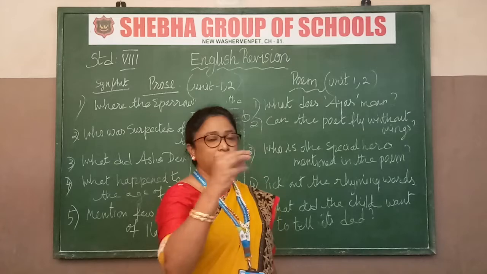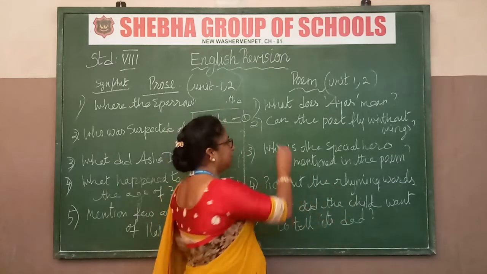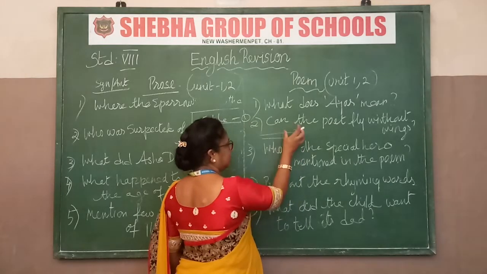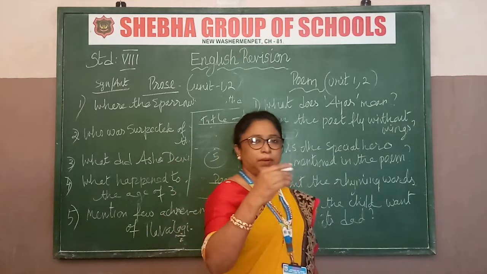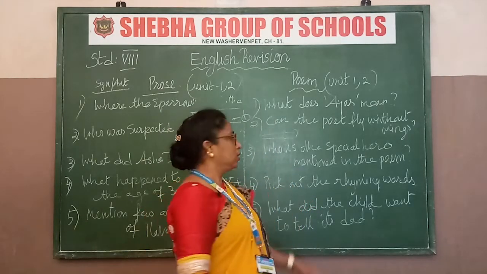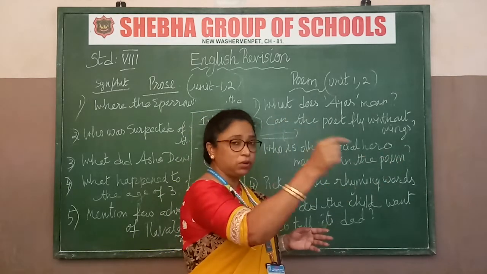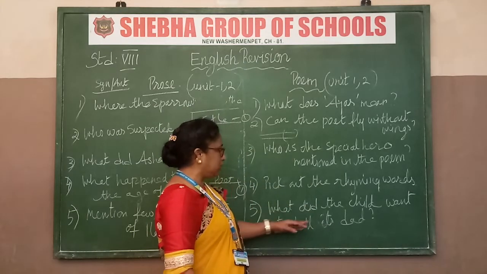The next is, pick out the rhyming words. Now, how do you pick out the rhyming words? From where do you pick out the rhyme? From the middle of the poem? No. You have to pick it up at the end of the sentence. At the end of the sentence, you will have the rhyming words. Said, bed, blade, made, that kind of words. So the rhyming words are set at the end of the sentence. So from there only you must pick out and write.